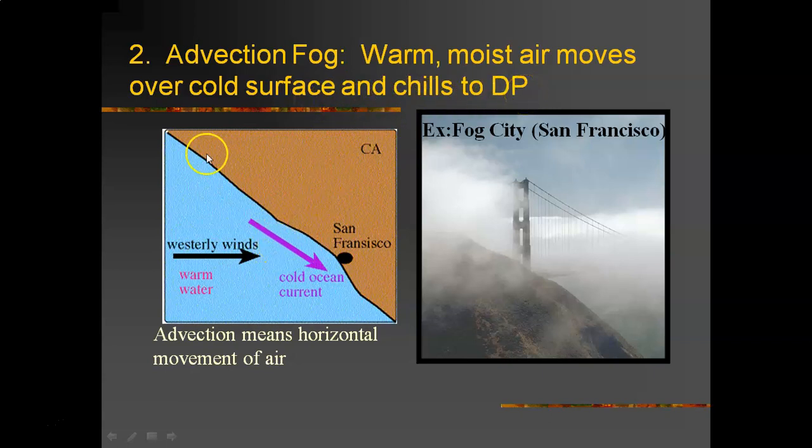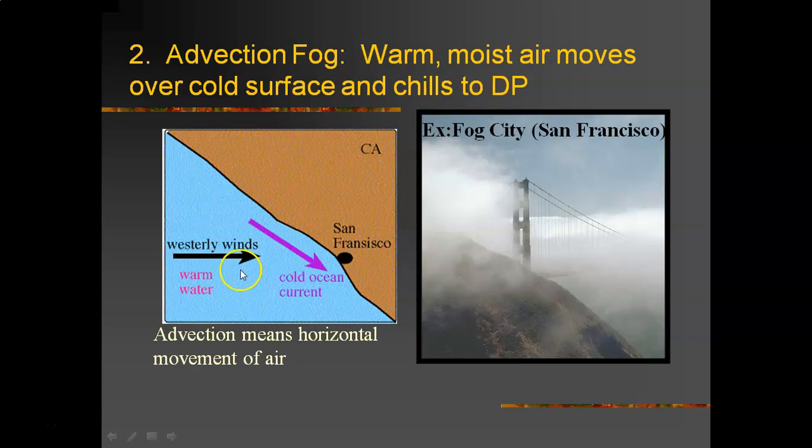And so advection fog is so common along the West Coast. Very, very common in San Francisco. There's a picture of the famous Golden Gate Bridge with advection fog. And the nickname of San Francisco is Fog City, USA. But also Portland and Seattle, they're also very, very foggy cities, too.